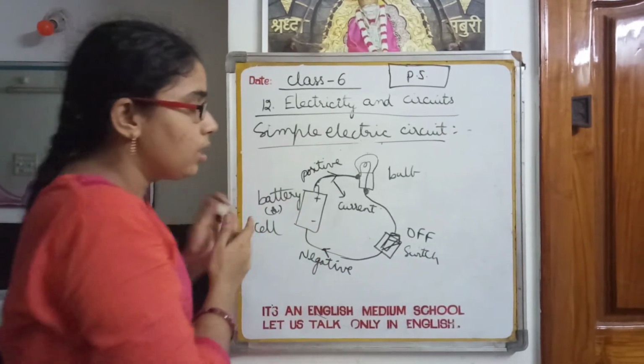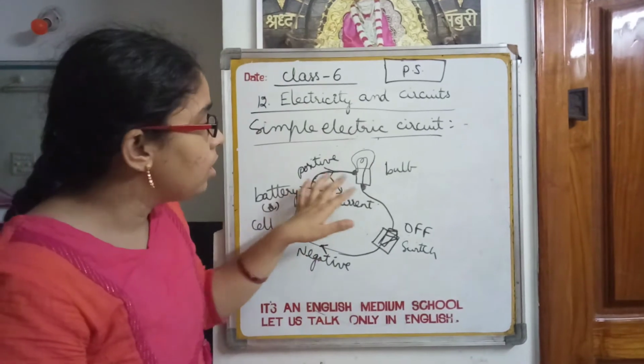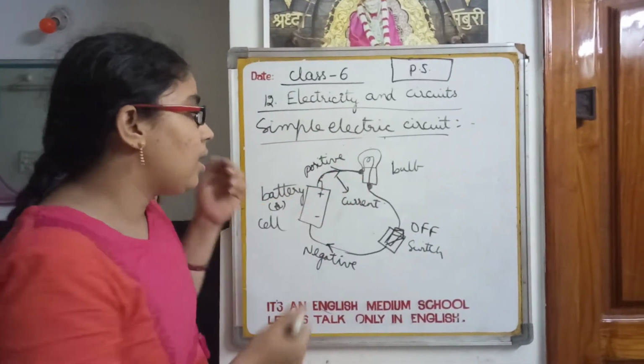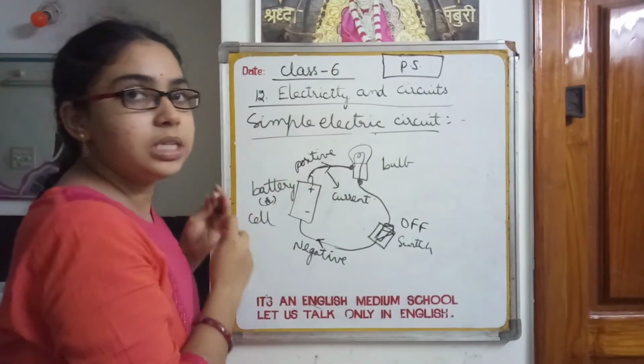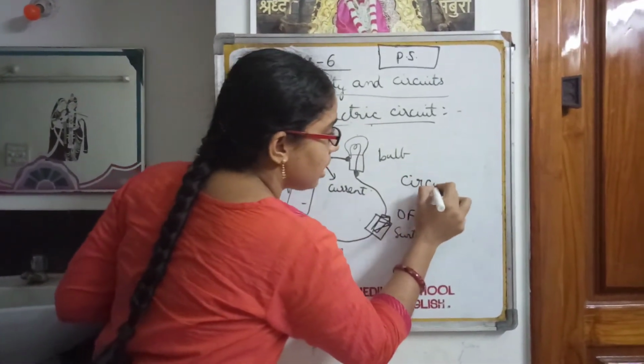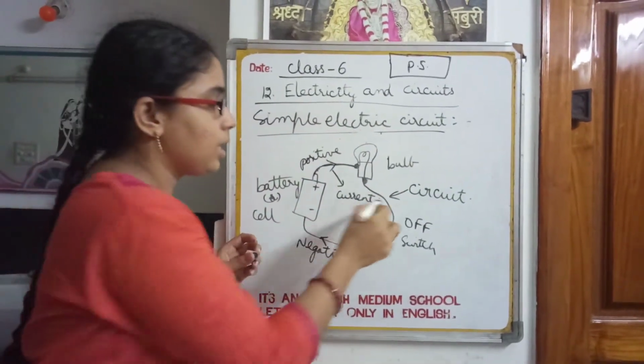cell. See, the bulb has two terminals and the cell also has two terminals, isn't it? So these two terminals can be connected. When we connect them, such an arrangement is called a circuit. Okay, so this is called a circuit.